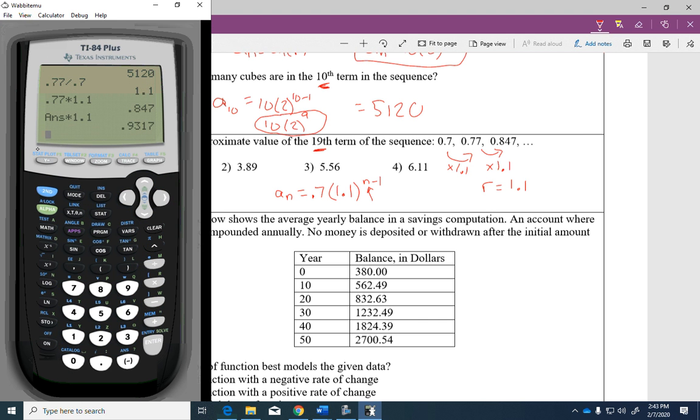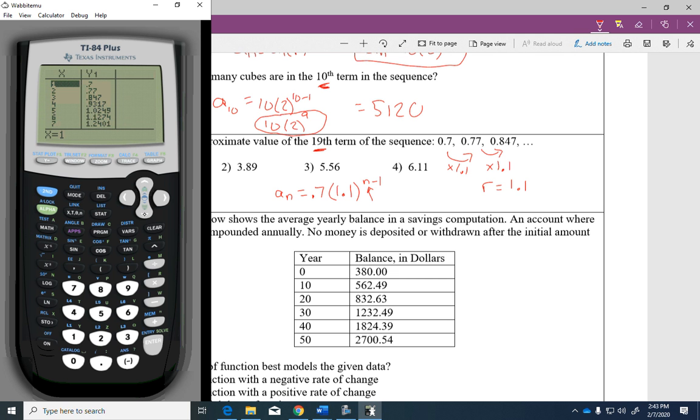I could just go to my y equals button and enter it in here. 0.7 times 1.1 to the n minus 1, and go look at your table. And move down. Well, let's just double check that our formula is right.